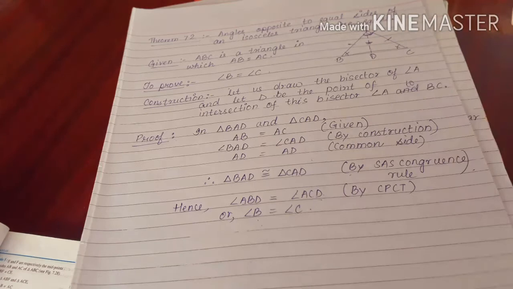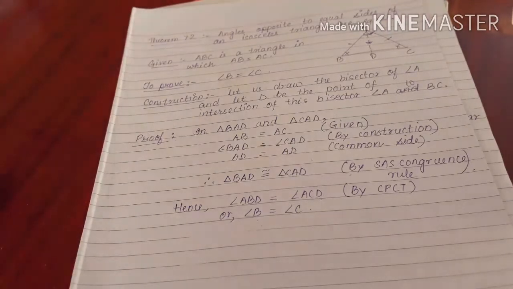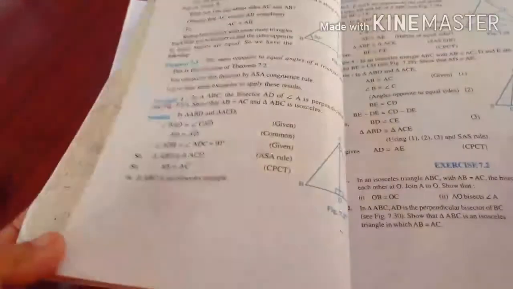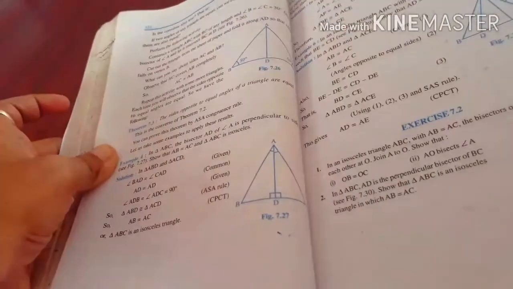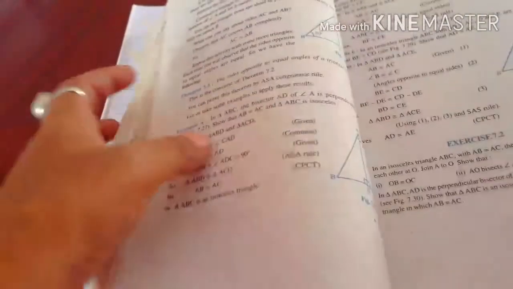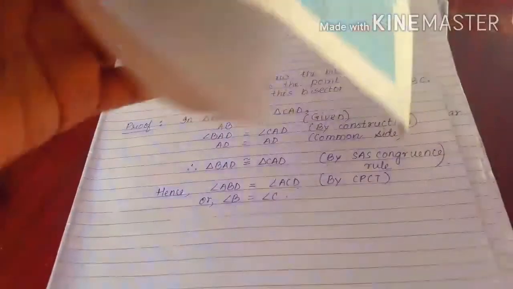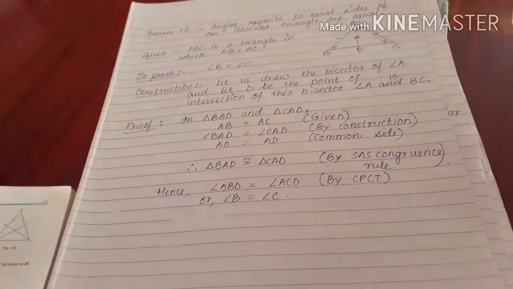The proof will not come in your exam, but the statement you can see in the book, it is written here, 7.3: the sides opposite to equal angles of a triangle are equal. So we will use this theorem while doing questions. So let us do the questions.